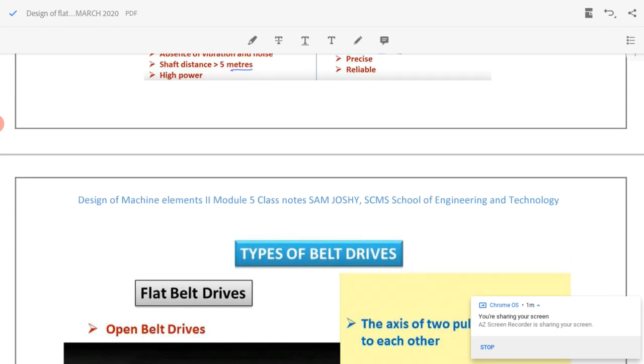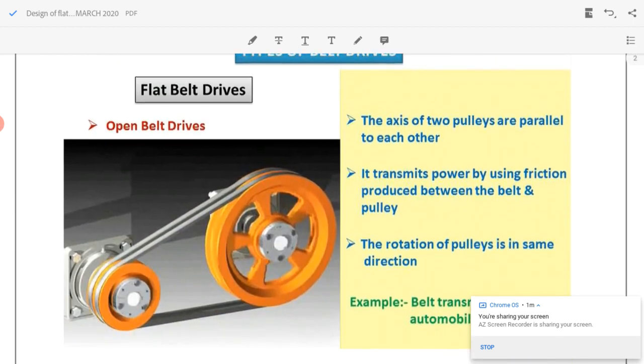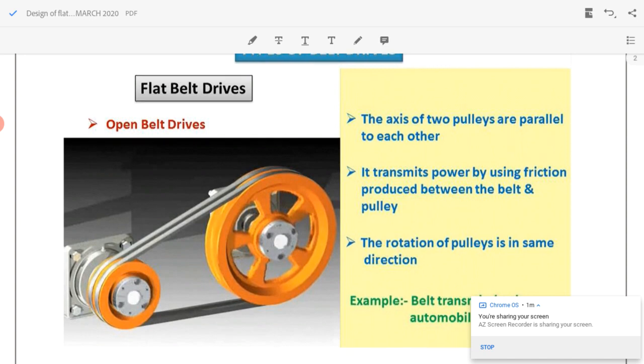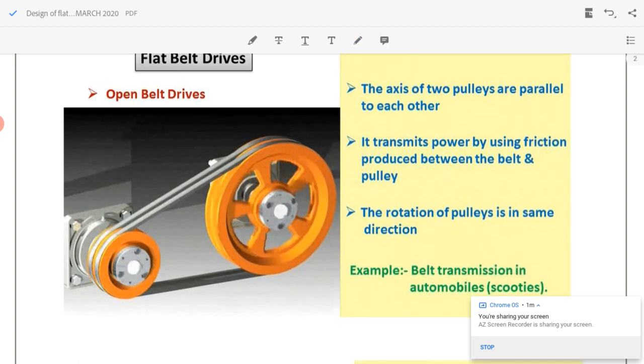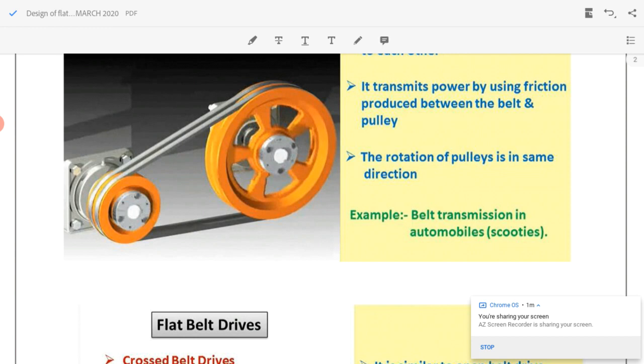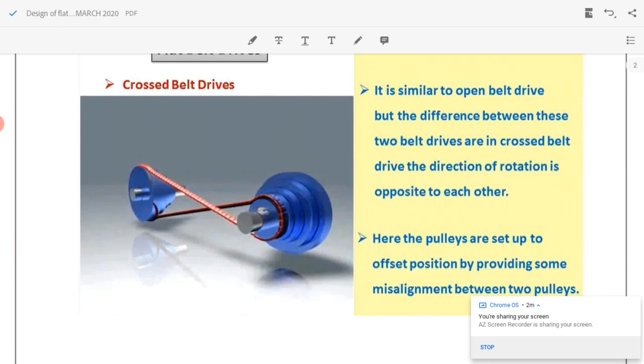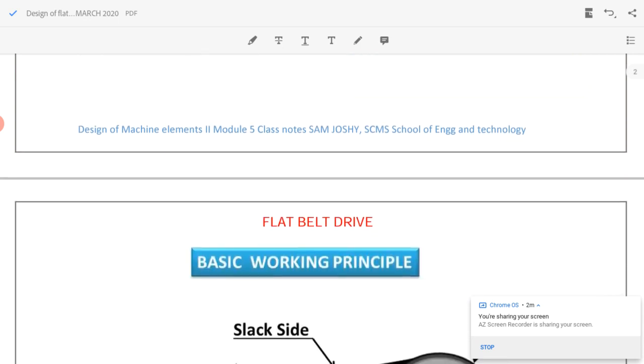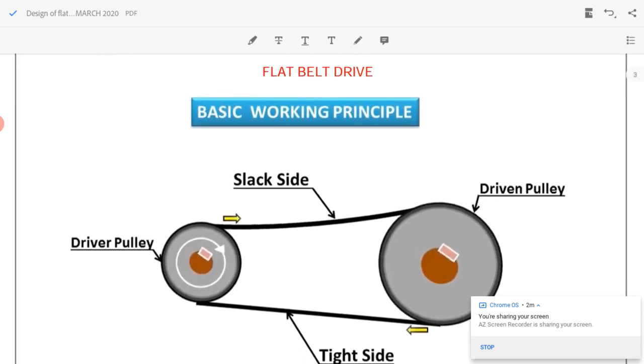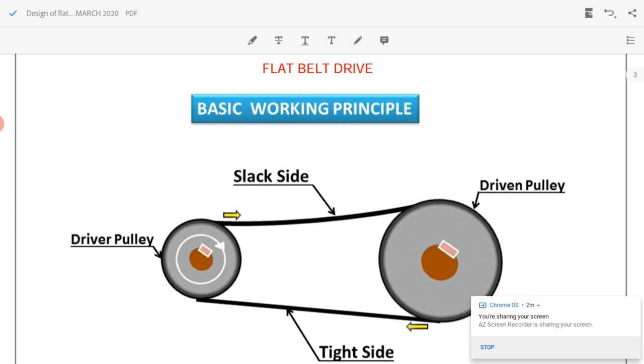Now we can see types of belt drives. We have already seen the open belt drive, where both the driver and driven pulley will be rotating in the same direction, and such belt drives can be used in automobiles. Then similarly, we have the flat belt drive used in cross belt drives, where the pulleys rotate in opposite directions. The basic principle of flat belt drive is that it works on the principle of friction. The friction between the driver pulley and the belt drives the driven pulley.